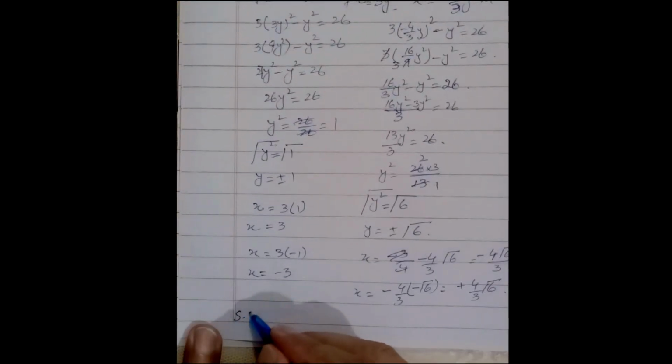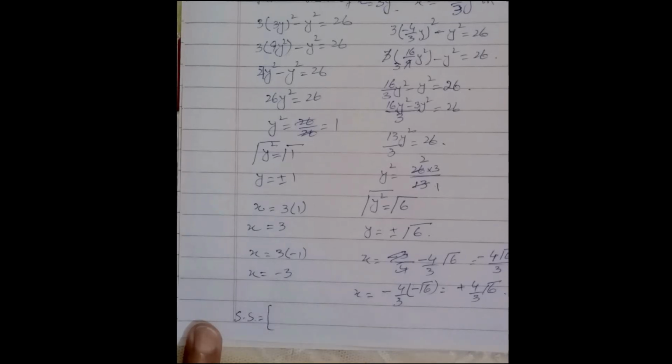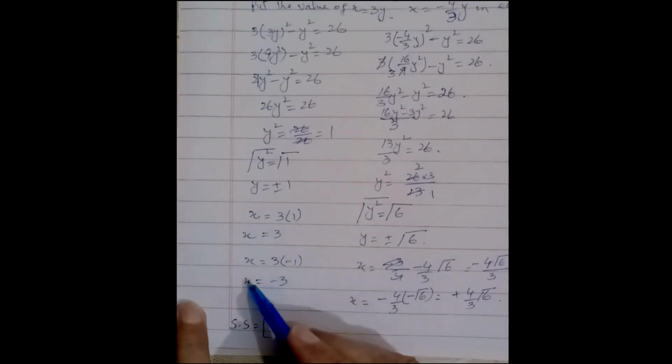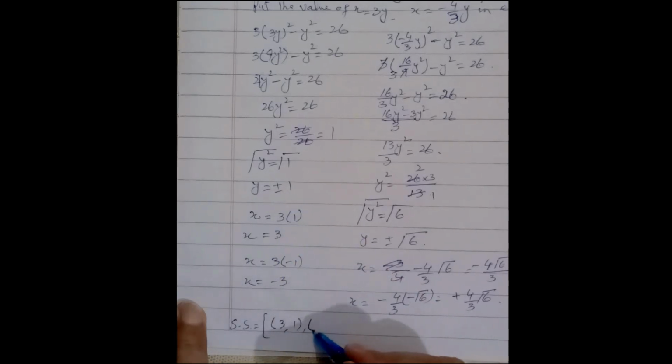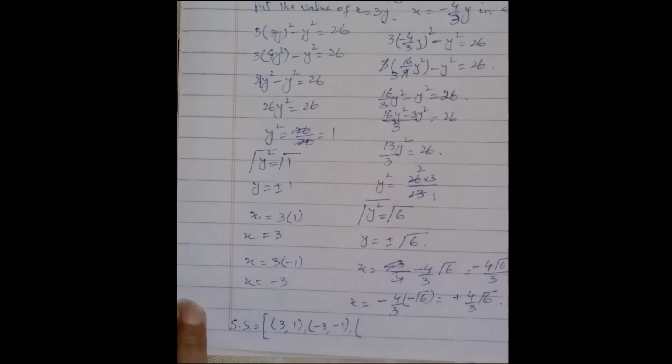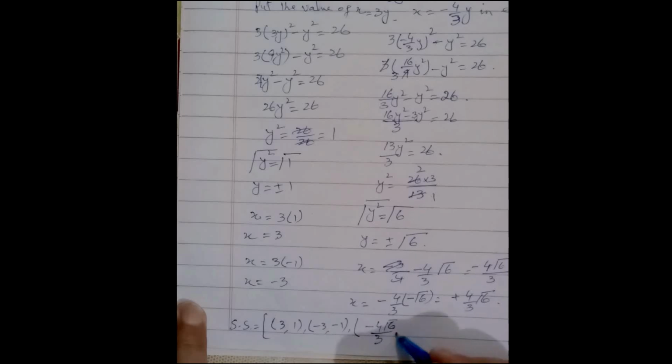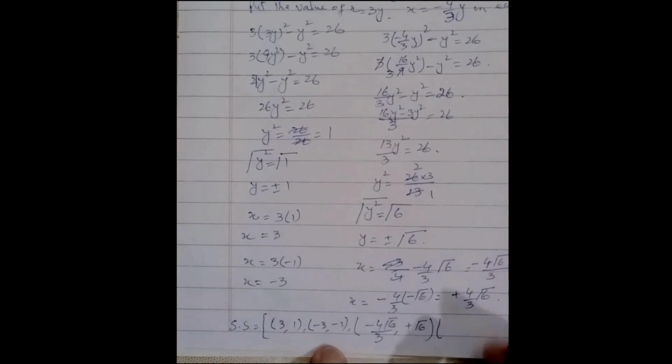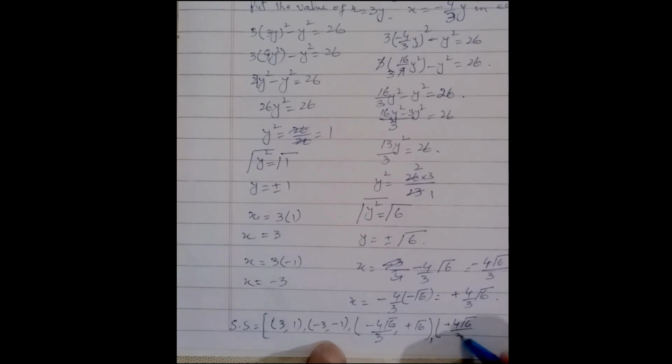Hence, the solution set is equal to, first we take, if x is equal to 3, y is equal to 1, that is 3 and 1. The other is x is equal to minus 3, y is equal to minus 1. And the other values, x is equal to minus 4 square root 6 over 3 and y is plus square root 6. And the fourth value, plus 4 square root 6 over 3 and minus square root 6.